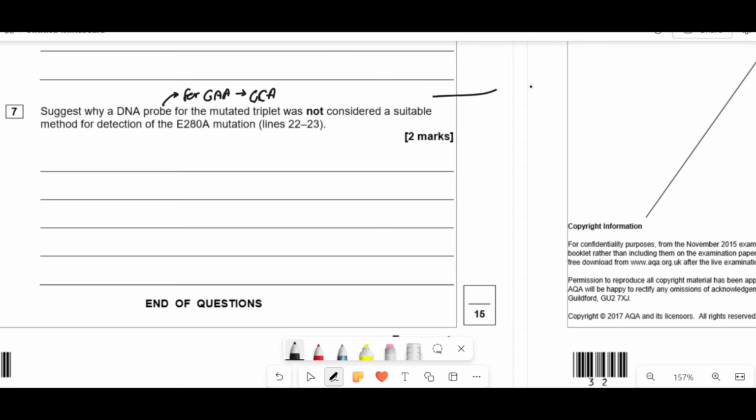A DNA probe is where you've got some fluorescent dye, or a radioactive label, attached to a bunch of base sequences that are complementary to what you're looking for. Then it'll bind there, and you will look at it under UV light or whatever, and then you'll see what it's up to.